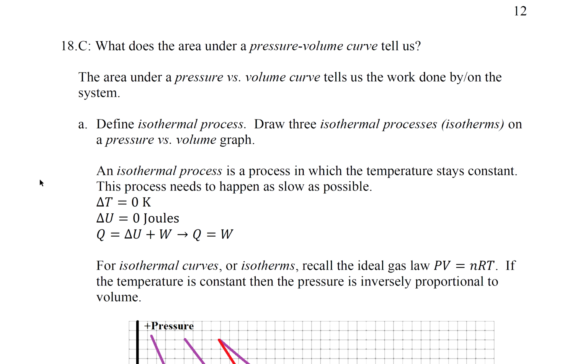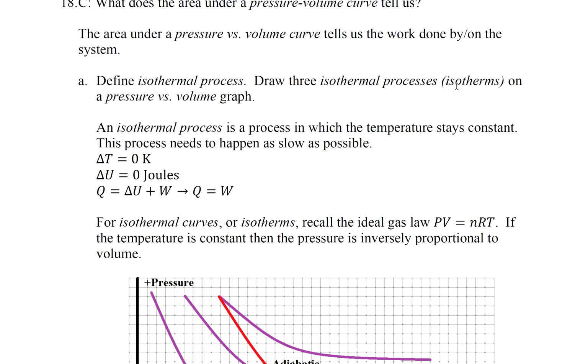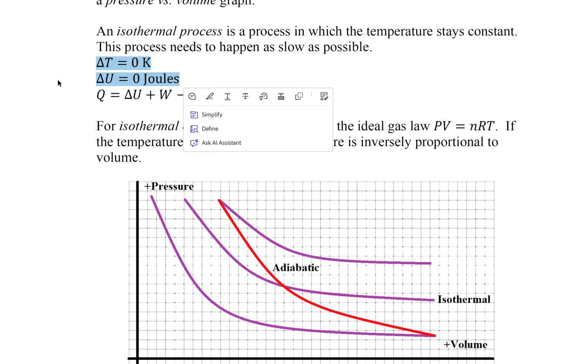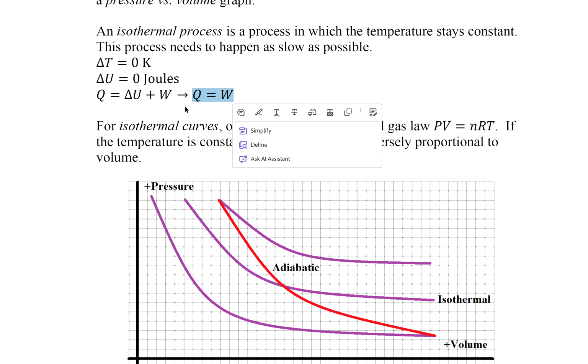Question 18, what does the area under a pressure volume curve tell us? The area under a pressure versus volume curve tells us the work done by or on the system. Part A, define isothermal process. Draw 3 isothermal processes or isotherms on a pressure versus volume graph. An isothermal process is a process in which the temperature stays constant. This process needs to happen as slowly as possible. So if delta T is 0, then delta U is 0. So Q equals W.